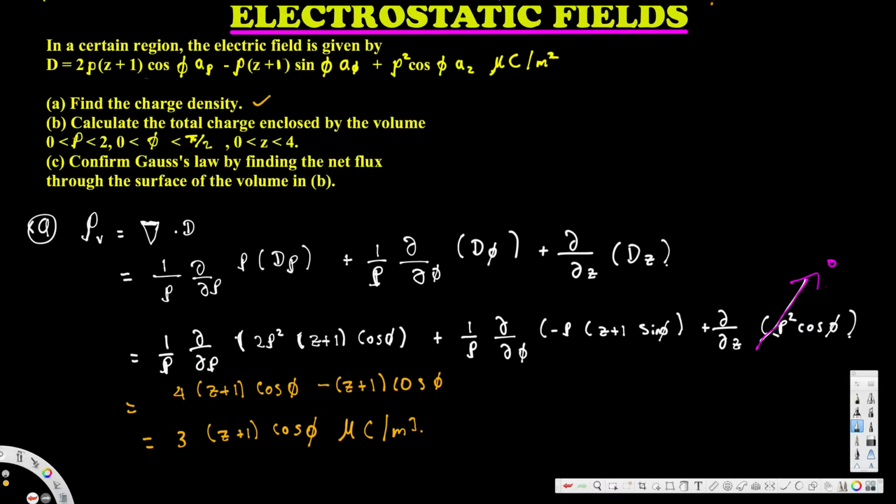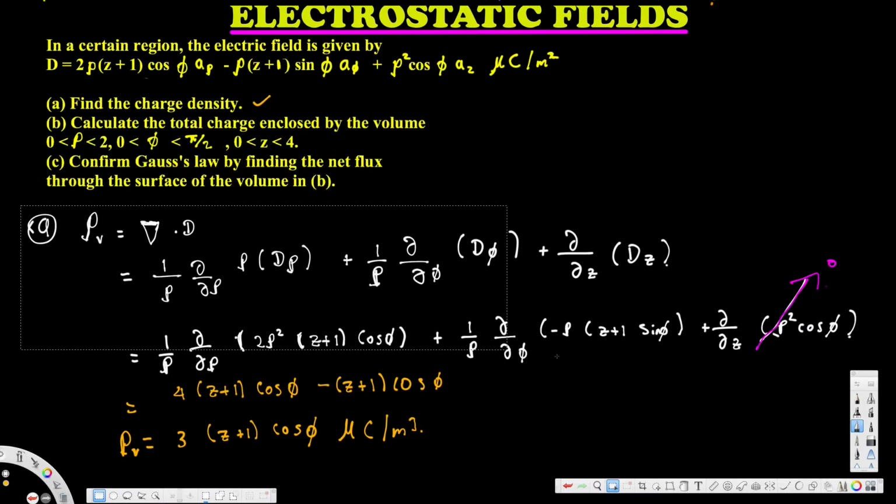Now the second part is asking calculate the total charge enclosed by the volume. Okay, now we have calculated the charge density. We are going to use this one. To find the total charge enclosed by the volume, we just have to integrate this in the volume, in the given region, right? We have the region given for the volume, so we just have to integrate this in that volume to get the charge, right? Now let's go ahead and do that.